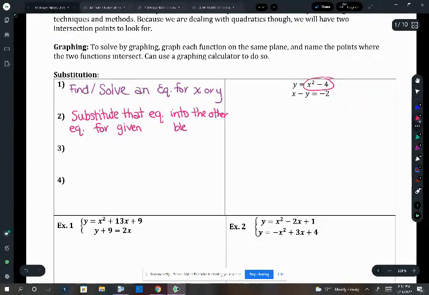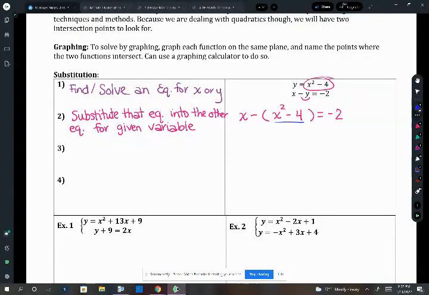What I mean by that is I'm going to take that x squared minus 4 and substitute it in for the y value in the other equation. So I'm going to go x minus, and instead of writing y, I'm going to write x squared minus 4. And then that's equal to negative 2. So I take the value that I have for y and substitute it in.